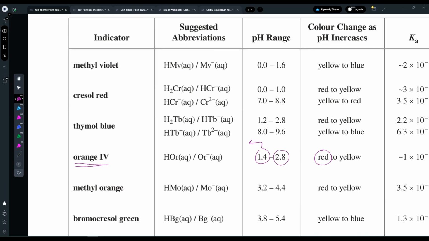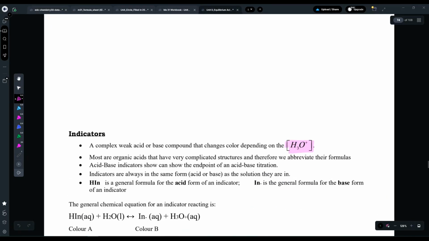At a pH of 2.8 and above, orange 4 is going to be yellow. And if the pH of the solution you're adding orange 4 to is somewhere in between 1.4 and 2.8, then it's going to be the in-between color, in between red and yellow, which is going to be orange. Okay, so let's just talk about that for a little bit here.